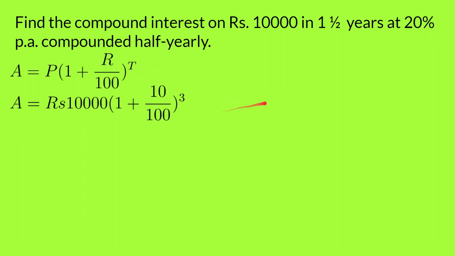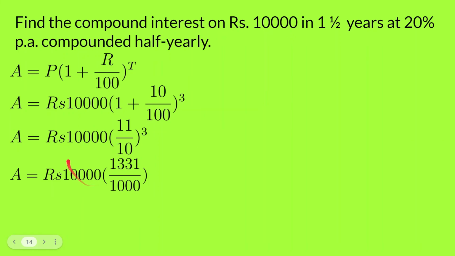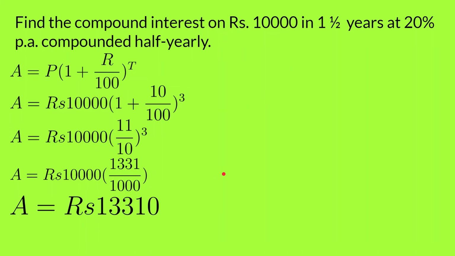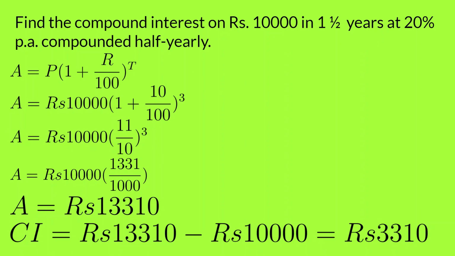Then we'll solve it using the usual method: 10,000 into 11 by 10 whole cube. So 11 cube is 1331 upon 1000 into 10,000. So it will be 13,310, which is our amount, and again not our interest. So our interest will be 13,310 minus 10,000, so that is 3,310 rupees.